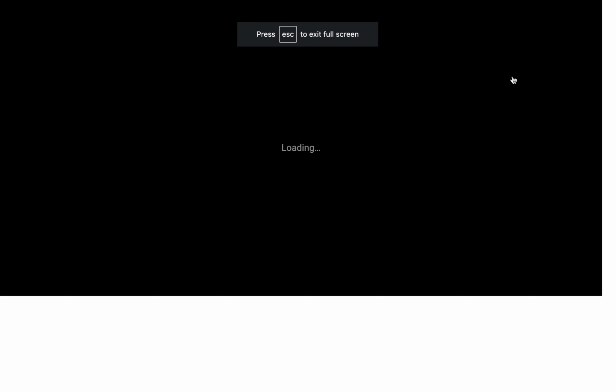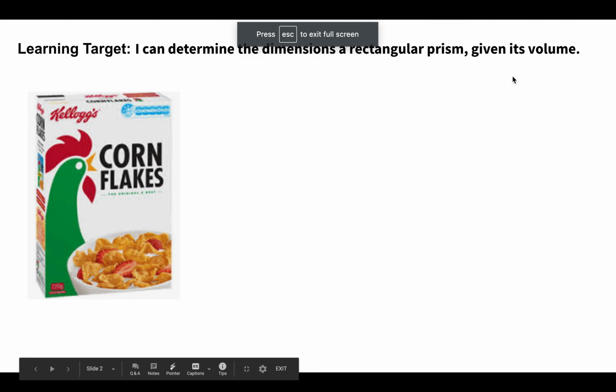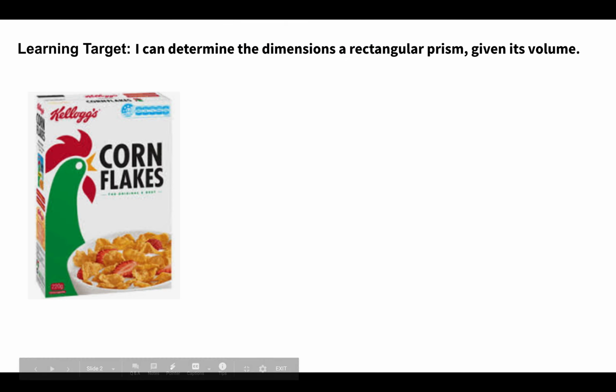In this video, I'm going to teach you how to find the dimensions of a rectangular prism when you already know its volume. It's sort of like the reverse of what we were doing in class. Instead of me giving you the dimensions and saying, hey, go ahead and tell me the volume, we're going to do the opposite of that.